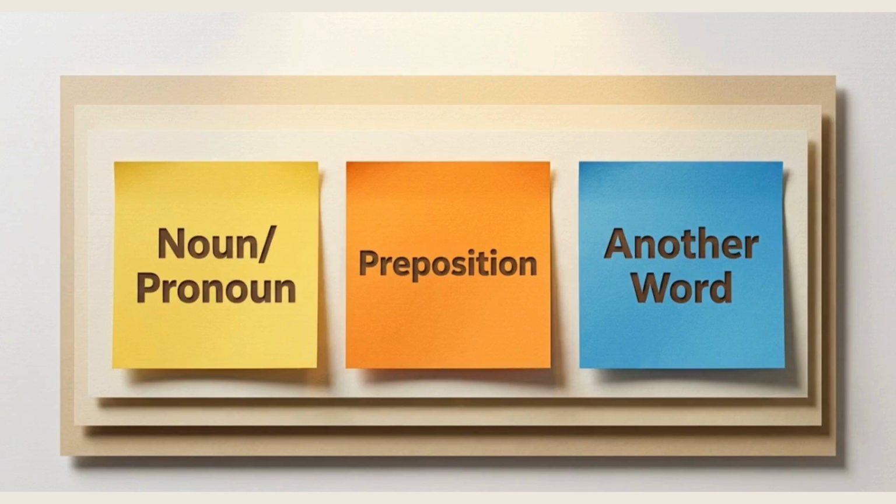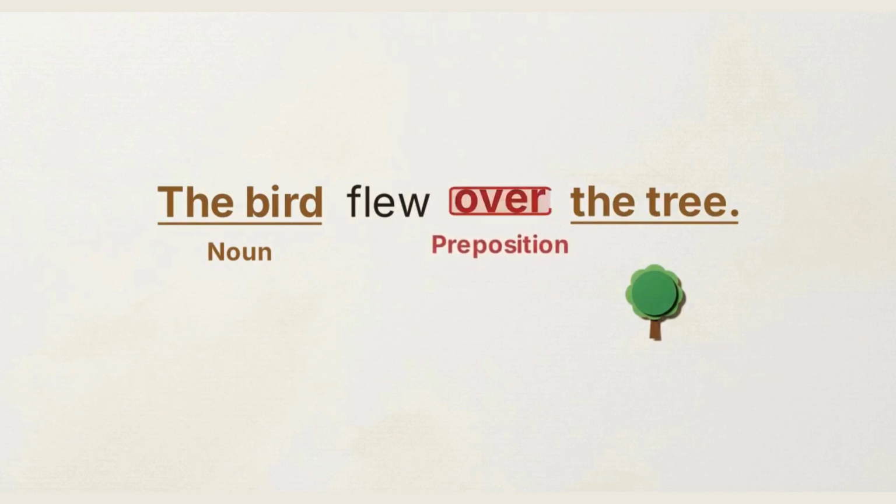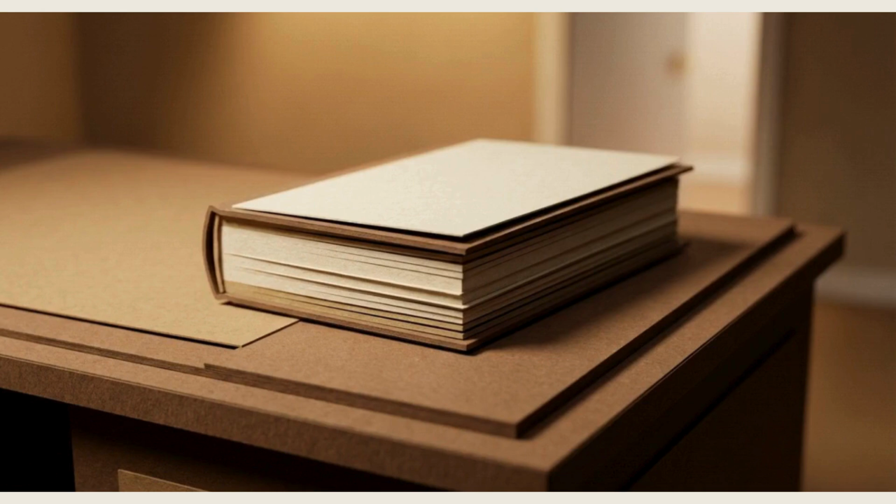In English, prepositions are used to show the relationship between a noun or a pronoun and another word in the sentence. So, what is a preposition? A preposition is a word which shows the relation between a noun or a pronoun and some other word in a sentence. For example, the book is on the table. Here, the word on shows the relationship between the book and the table.